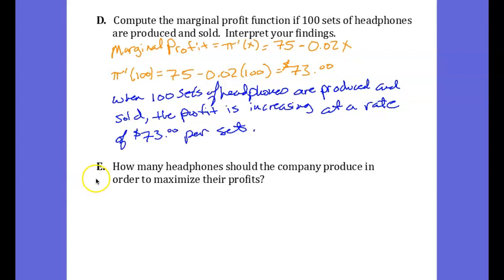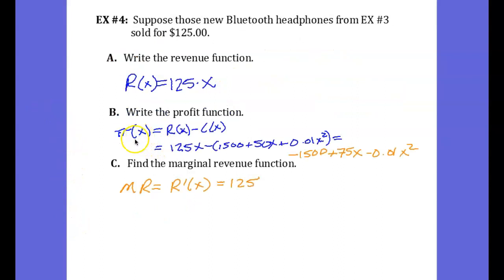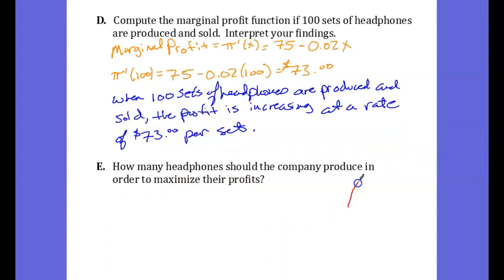Now in part E, they ask how many headphones the company should produce in order to maximize their profits. Well, let's look back at our profit function. Here we have pi of x equal to a quadratic that has a negative leading coefficient. If you think about this, it's an upside down parabola. And so it should make sense that wherever the slope is equal to 0 is going to be the maximum value.